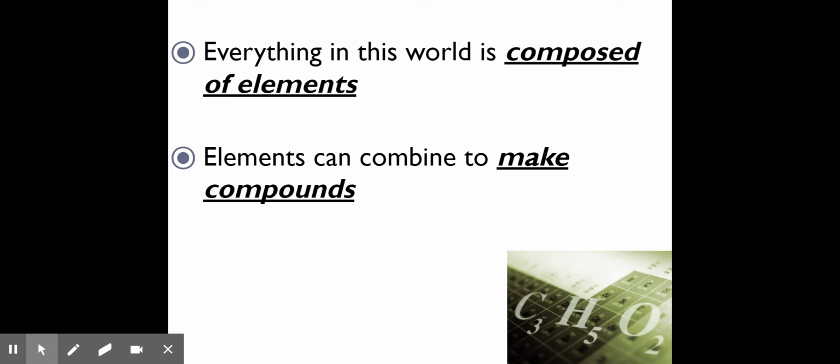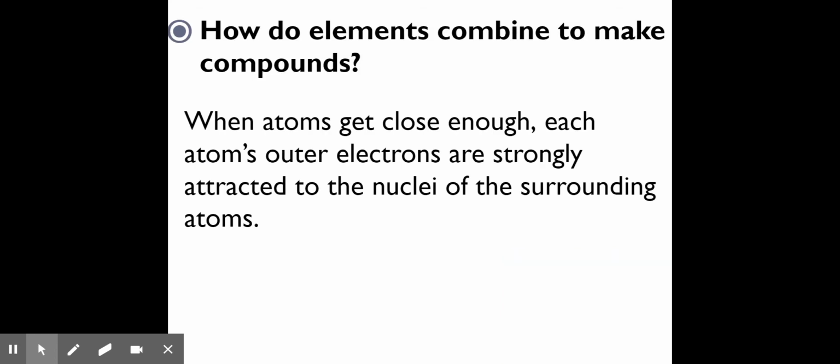Like water contains hydrogen and oxygen. Table salt contains sodium and chloride. They are not just simply mixed up. They form a new compound through chemical bonding. We are going to figure out how they can bond together. How do elements combine to make compounds?